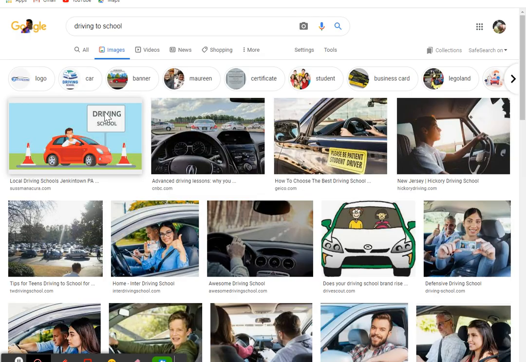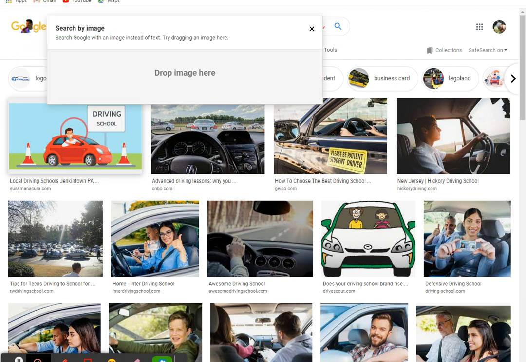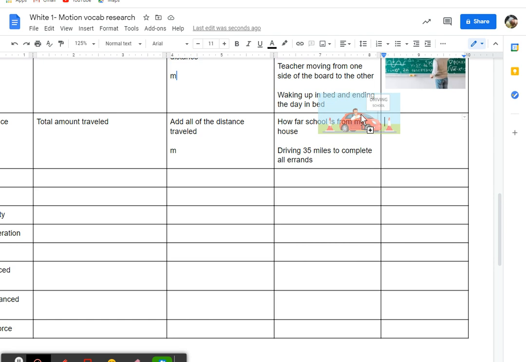Are you guys okay with the difference between displacement and distance? Nobody has any questions? All right, so we're going to use Brian's picture for his example for a picture, driving to school. All right, excellent. Moving on to time.